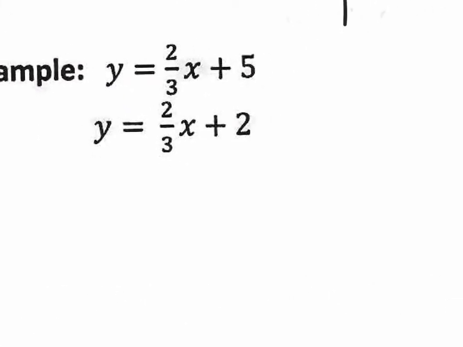Look at this one right here. It's also in slope-intercept form. Right here, the answer is not the B value because it doesn't have the same B value. What do we know about these two equations? They have the same slope. This slope is 2/3. This slope is 2/3.